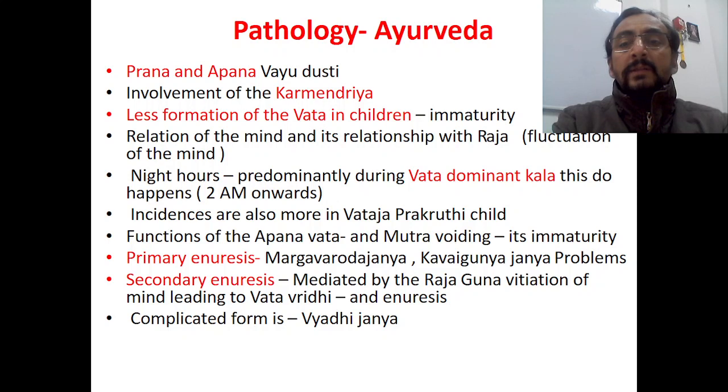Therefore, the chance of immature Vata showing fluctuation in its quality is quite obvious. The incidence is also higher in children of Vataja Prakriti.